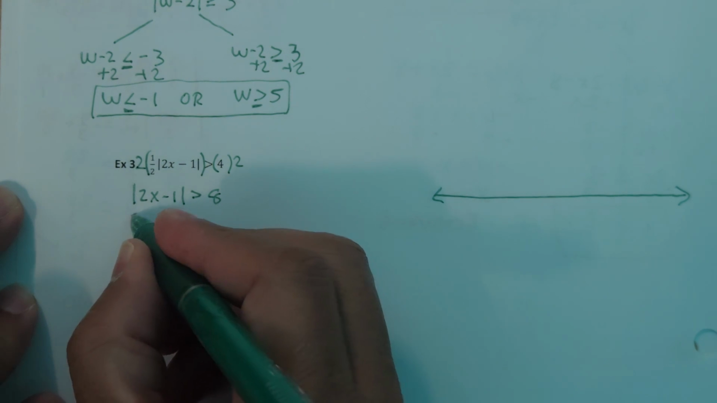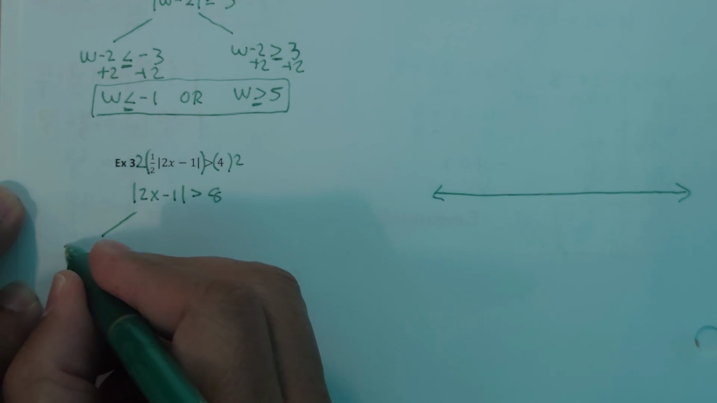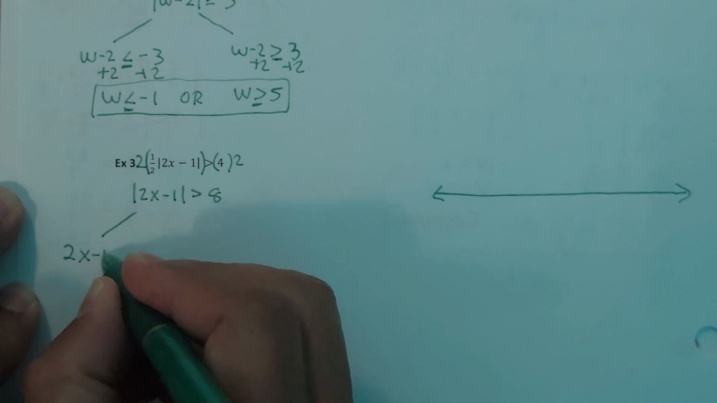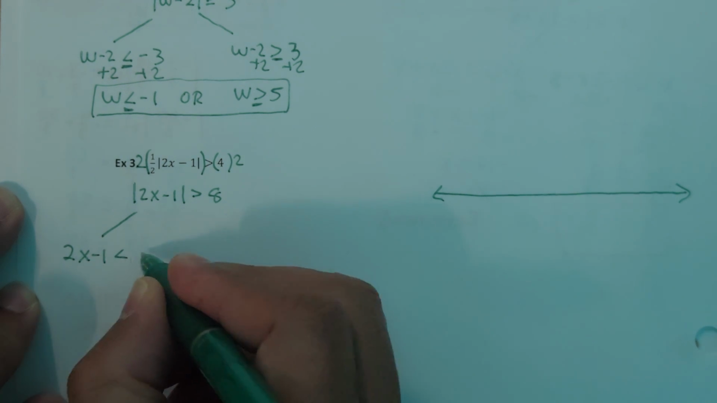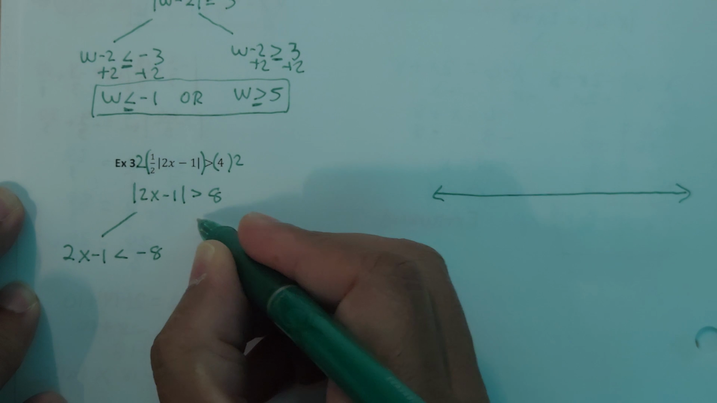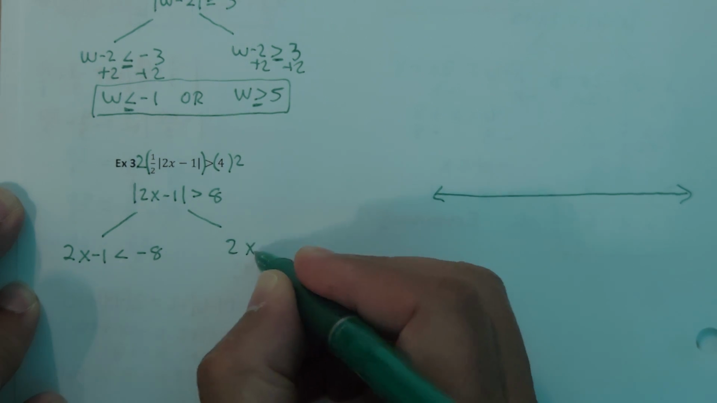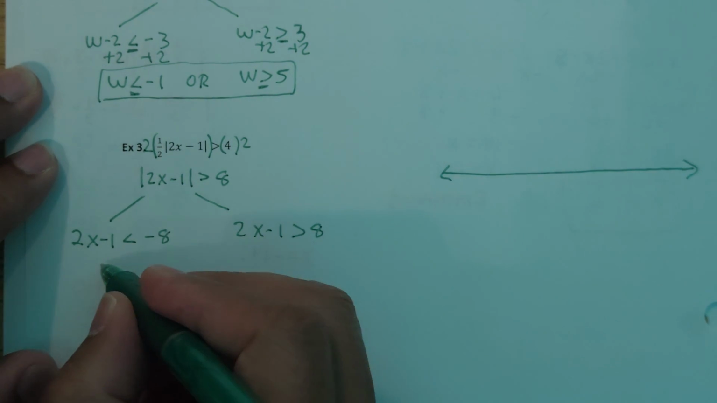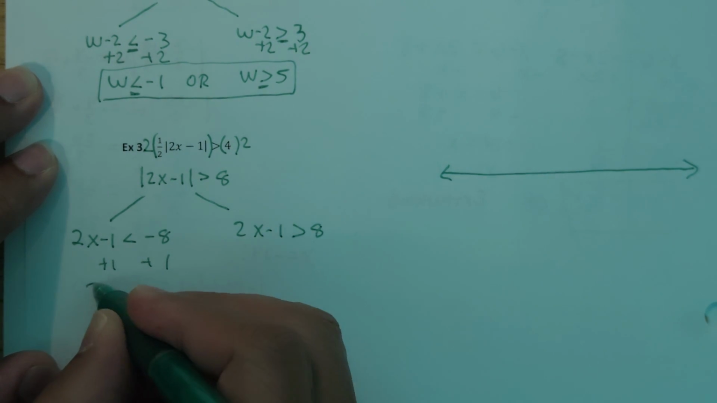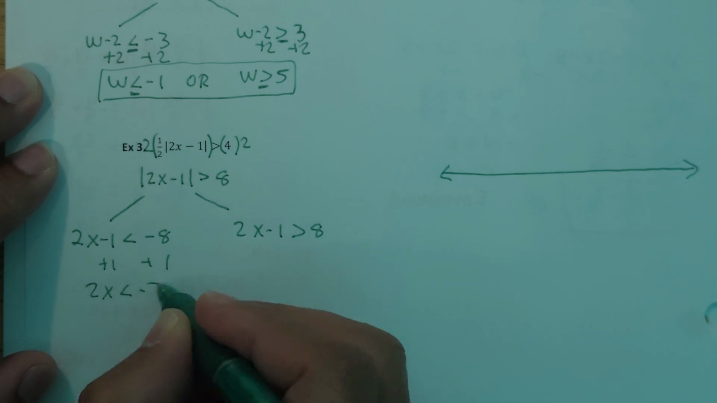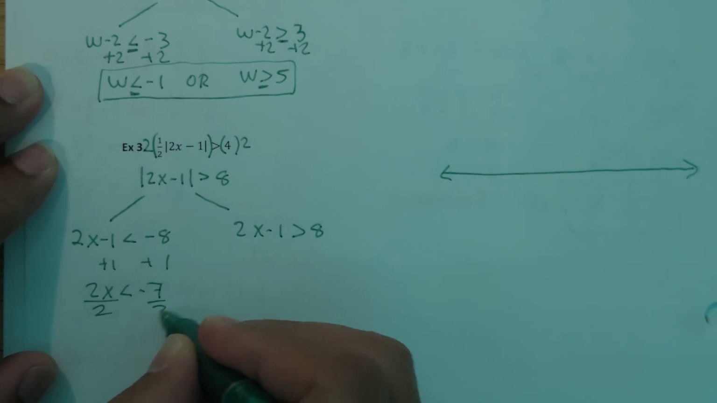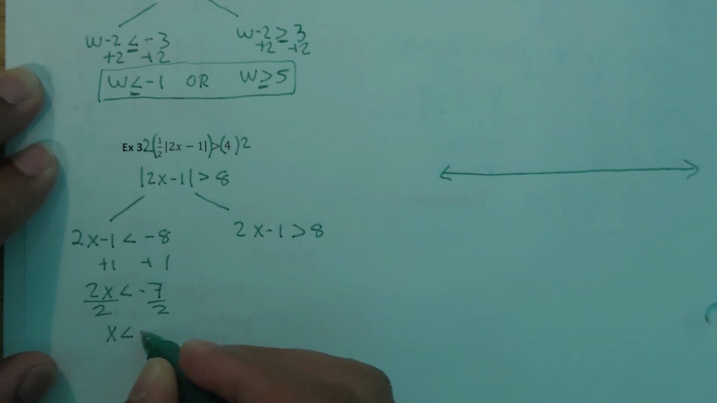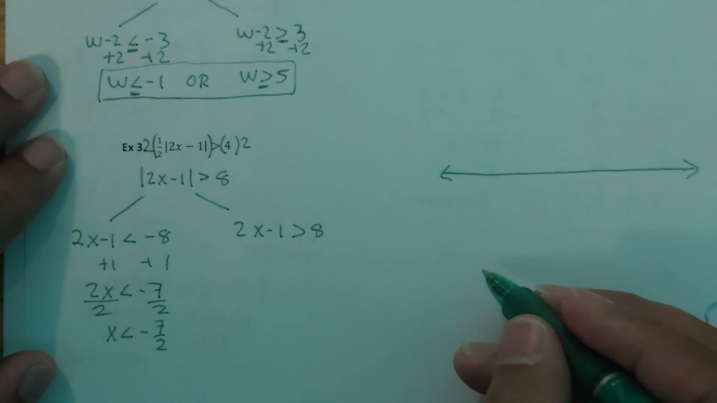So let's break the absolute value open and set up the two inequalities. This is the left hand one, so 2x minus 1 is less than negative 8, and the other is 2x minus 1 is greater than positive 8, and then solve. So I'm going to add 1. We have 2x is less than negative 7, then divide by 2. So x is less than negative 7 halves, or you can also say negative 3.5. I'll leave it as a fraction for now.